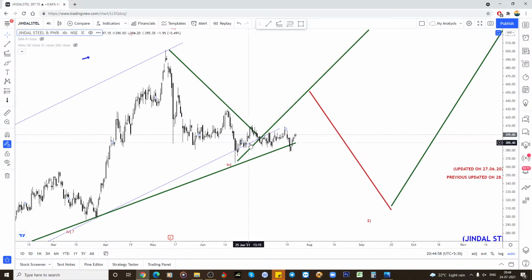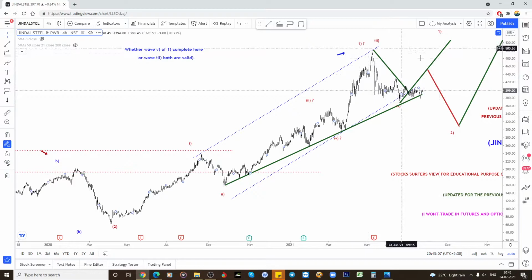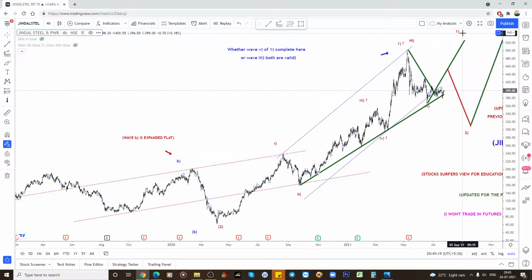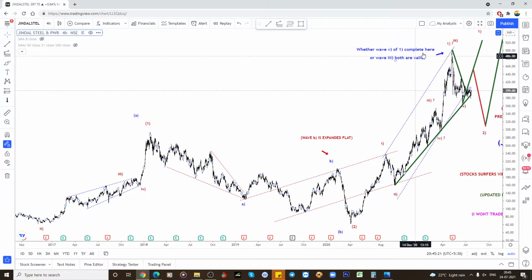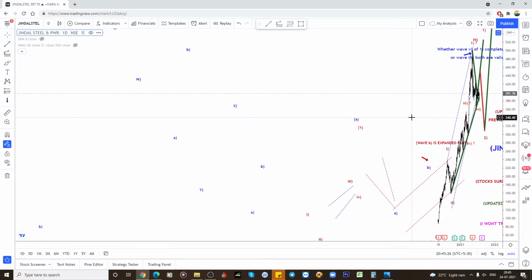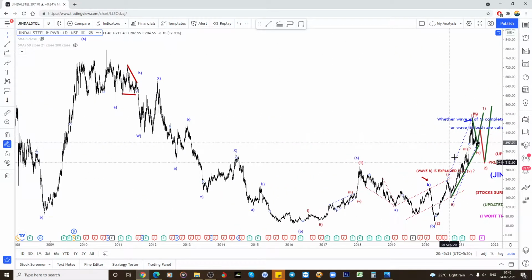See, it's ABC, it's ABC, and everything is in three-wave structures. So I think there will be a bigger consolidation, whether it is going to be a distribution for the bigger players to reach 300, or an accumulation to reach the target of 600 to 700 also. So let's wait for this, but it is also a buy. My target for Jindal, I have explained: if this is wave 1 and this is wave 2, we are in the intermediate third wave.